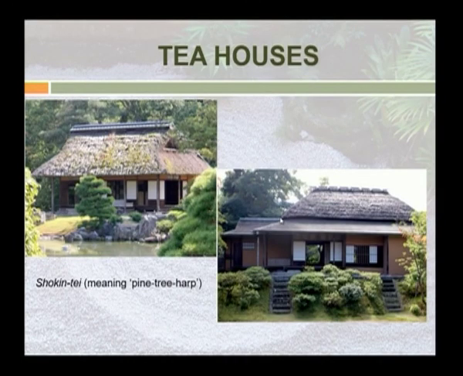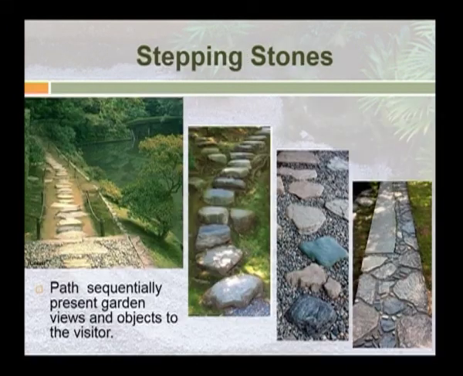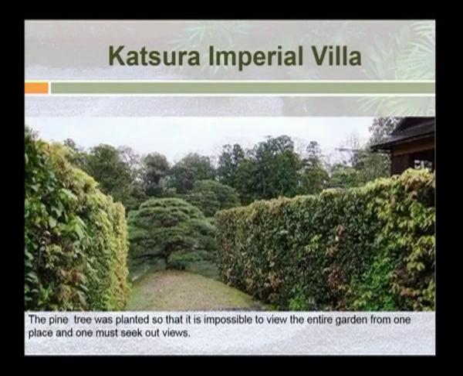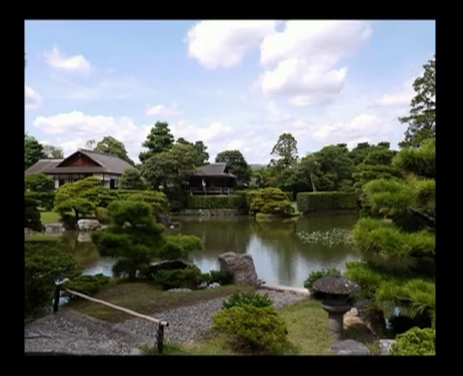Here are some of the structures in the garden: gates, garden bridges, different kinds of stepping stones. These paths sequentially present the garden views and objects to the visitor, and plants are carefully placed so that it is impossible for a visitor to view the entire garden from one place. Here are some of the carefully composed views of the Katsura Imperial Villa.